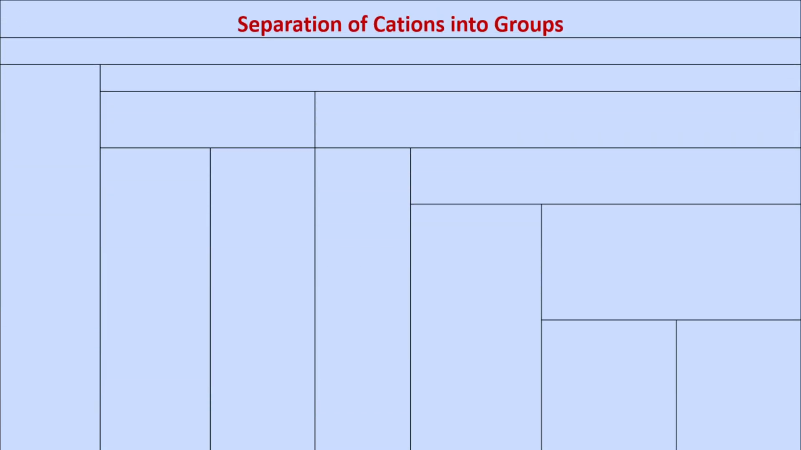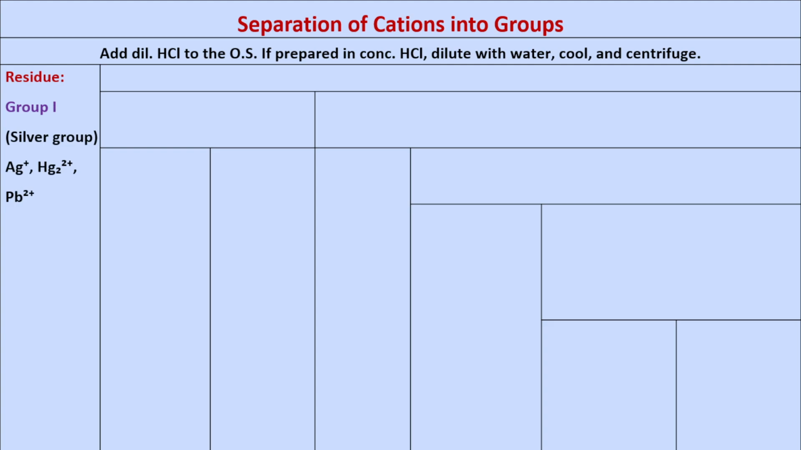Separation of cation radicals or basic radicals into groups. First we take 10 ml of original solution in a test tube. To this add a few ml of dilute HCl. If your original solution is already prepared in concentrated HCl, then no need to add more acid, just dilute it with water. After this, cool the solution gently and centrifuge it. The residue that remains after centrifugation may contain group 1 cations, which are silver, mercury and lead. This group is commonly known as the silver group.